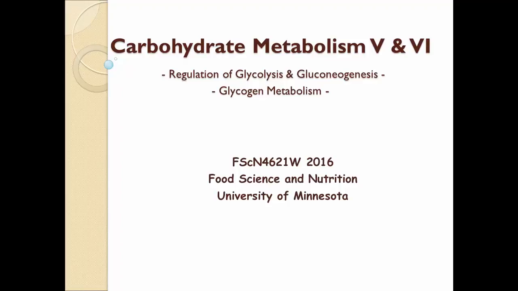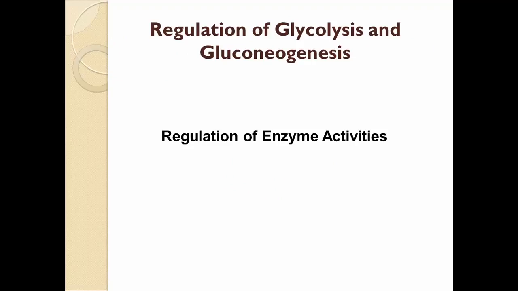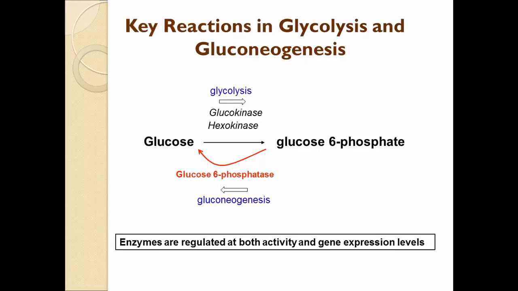Okay, so carbohydrate metabolism 5 and 6 are mostly on the regulation of enzyme activities in the glycolysis and gluconeogenesis pathways. I think we focus on the three key reactions, the bypass reactions, and the key enzymes, and how they are regulated by substrates and hormones.